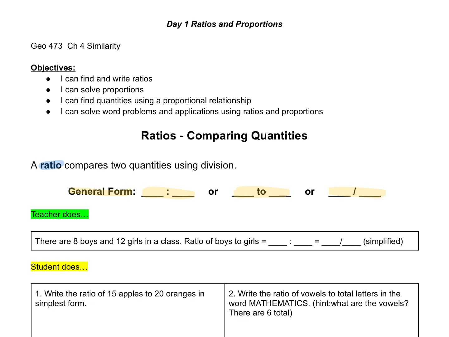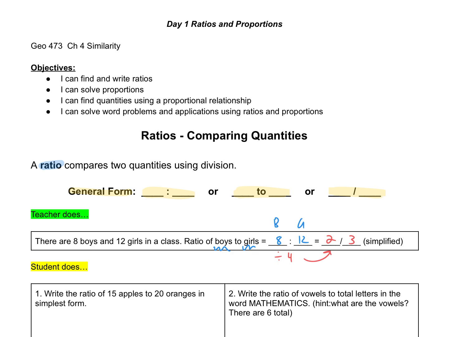So if we look at the first example, there are 8 boys and 12 girls in a class. The ratio of boys to girls then, so that means I have to put boys first, then girls. There are 8 boys, 12 girls. That's the ratio. It's not simplified though. What can I divide both of those by? 4. So that gives me 2 to 3. So that is our simplified ratio.